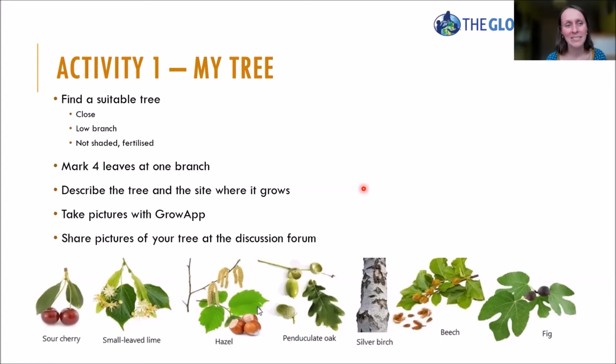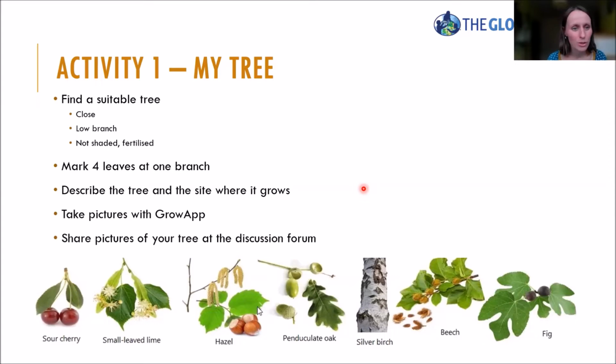So in this activity, you need to find a tree, a suitable tree. So what does suitable mean? It's a tree that is close to your place, to your school. This is important because you will visit this tree often for some time. So it's good to have a tree that you can visit quite fast. The tree also needs to have one branch low enough so that you can reach it. You can actually touch it because you will need to really watch the leaves. So you need to have it close.